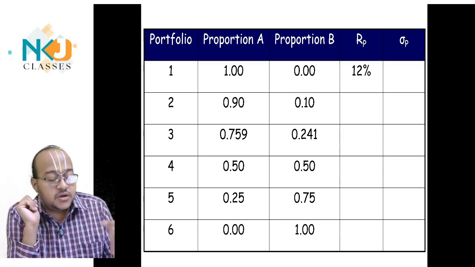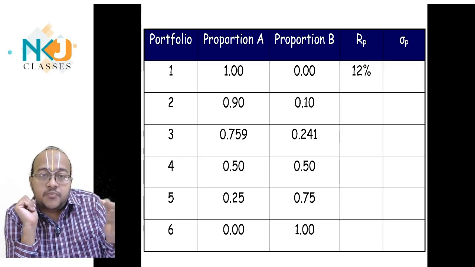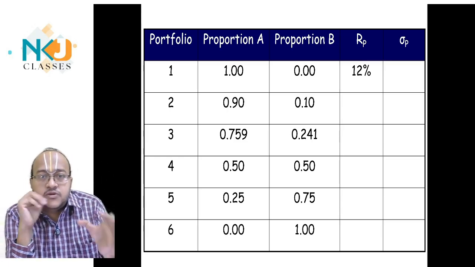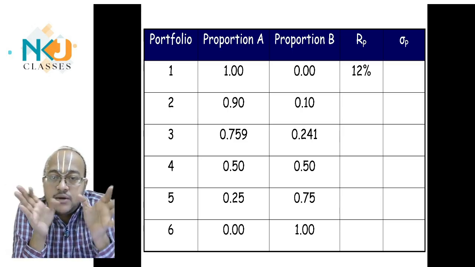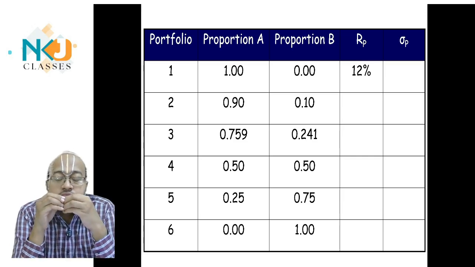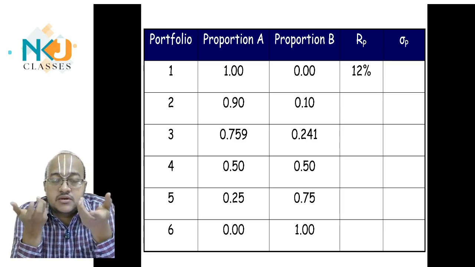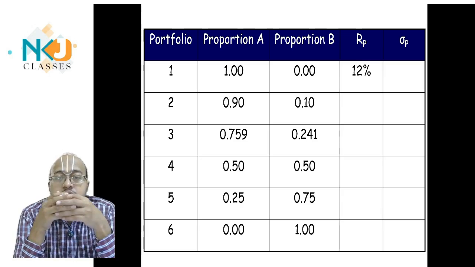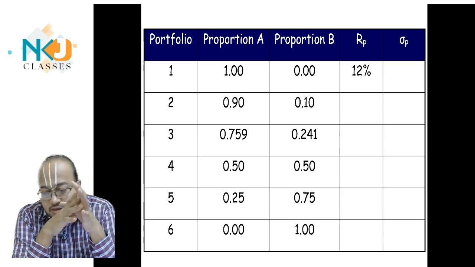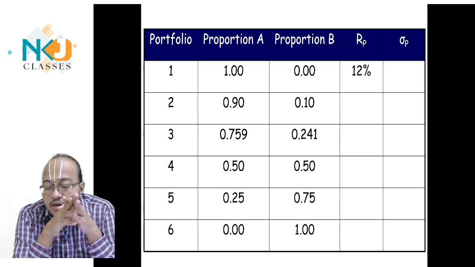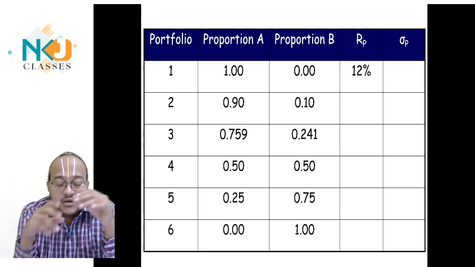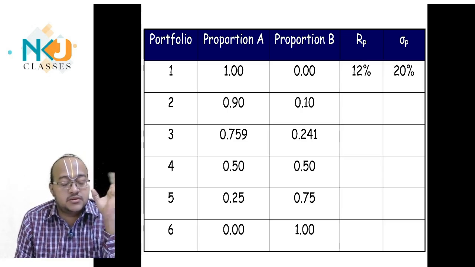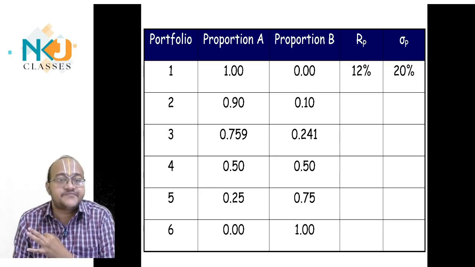Carefully observe. In portfolio 1, 100% proportion is given to A, which means we don't have any B at all. The portfolio is fully constructed using A only. Then the portfolio return is nothing but the security's individual return. So what is the return of A? 12%, given in the question as expected return. What is the risk of A? 20%. This is clear. First row is clear.